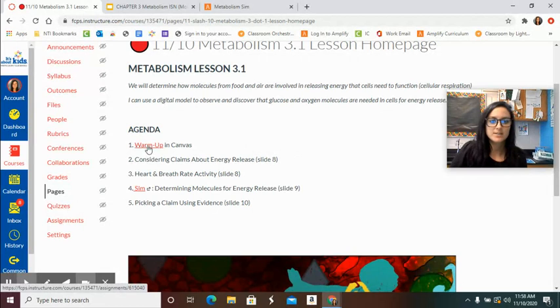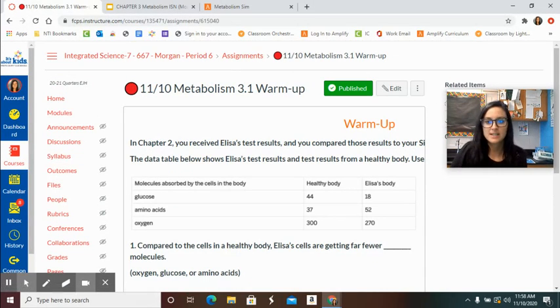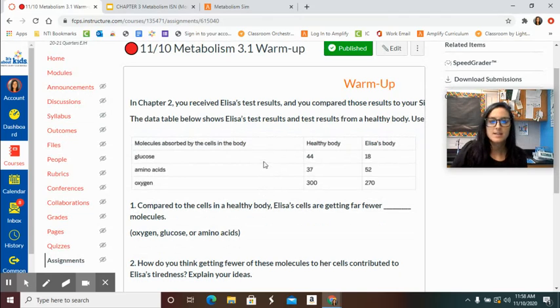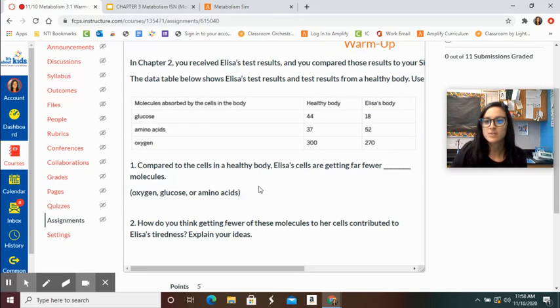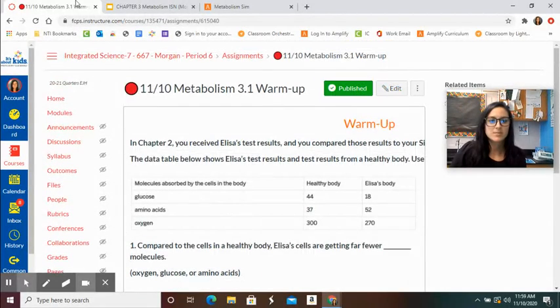The first thing that you're going to do is there is a warm up in Canvas. This warm up is getting you reflecting on what we did last time. In chapter 2, we reviewed Elisa's test results and we decided that she had diabetes. Looking through that, we know diabetes has a lower number of glucose in the cells, and that was how we diagnosed her. You needed to reflect on how you think having fewer of those molecules in her cells would make her tired. So that was the warm up. That is your first thing, so do that and submit.